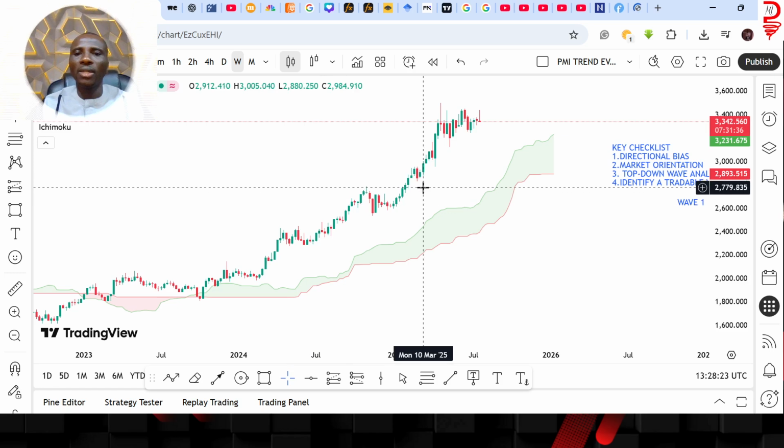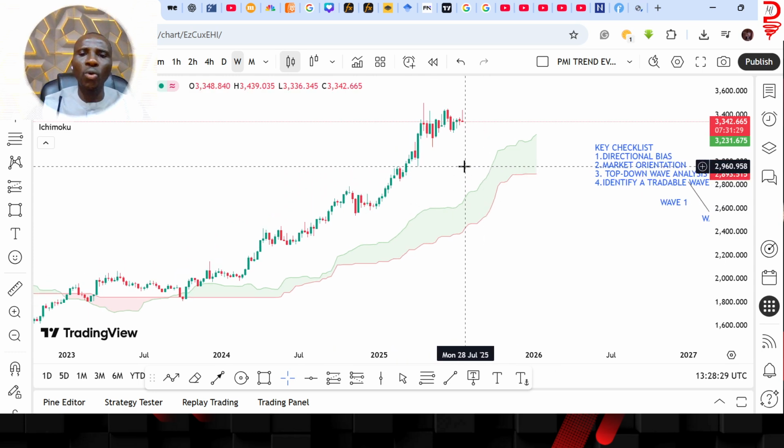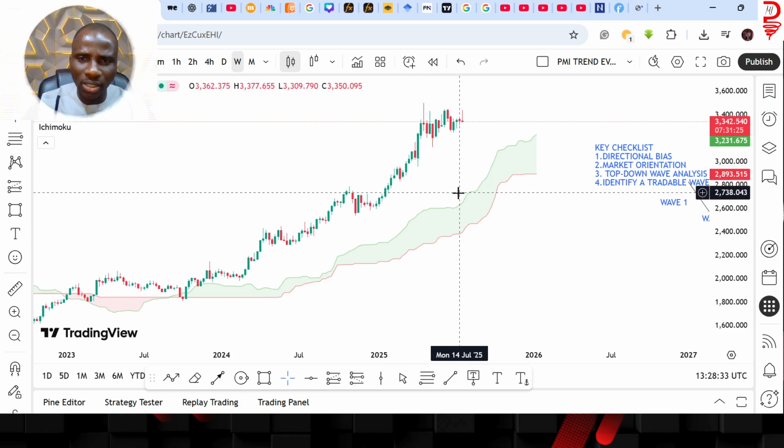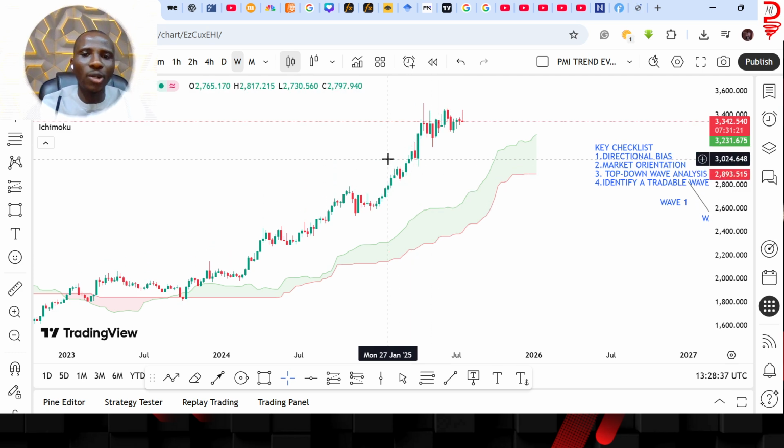Now, you have confirmed your directional bias to be a buy. So it means on gold, you will continue to look for only buy opportunities.